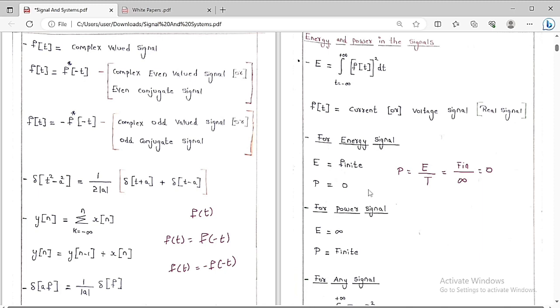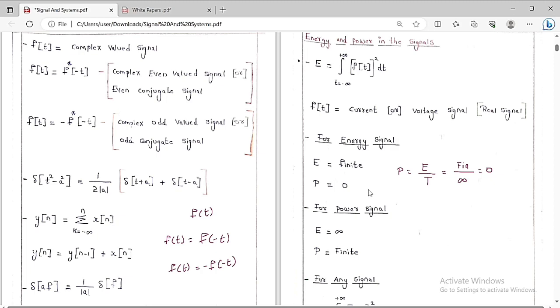Power is equal to energy by time period. It's the total time. So energy, if it's a finite value, and the time is always taken from minus infinity to plus infinity, then finite divided by infinity is nothing but 0. So you are going to get power equal to 0. So finally I can say a signal f of t is said to be an energy signal when it has a finite energy and it has 0 power. Then only we can say that signal is said to be an energy signal.